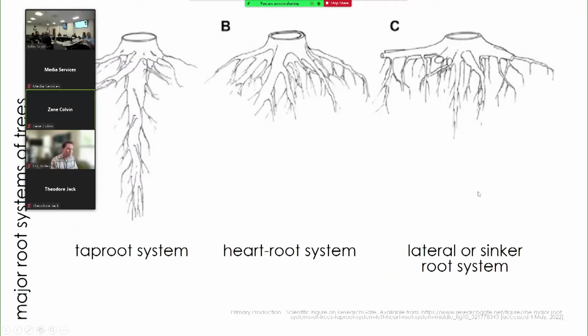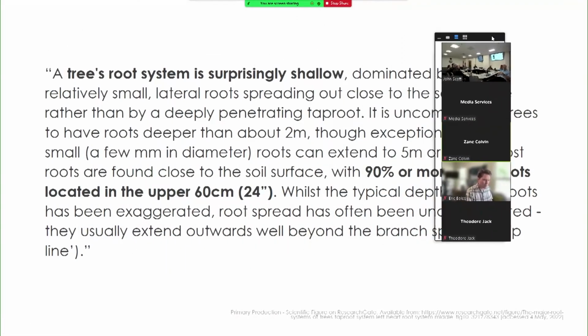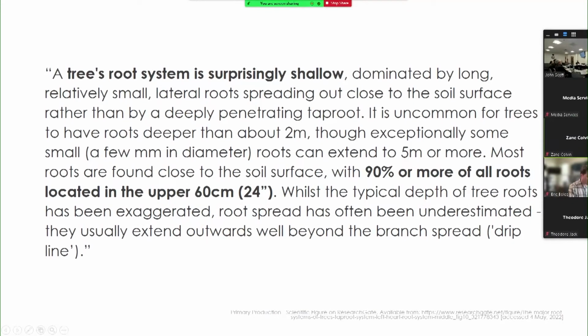So some of the main root systems of trees, historically, people think that it's taproot, heartroot, and then a lateral or sinker root system. However, reading around a little bit, some of the more recent research suggests that most root systems are surprisingly shallow. So 90% or more of all roots are in the upper 2 feet.